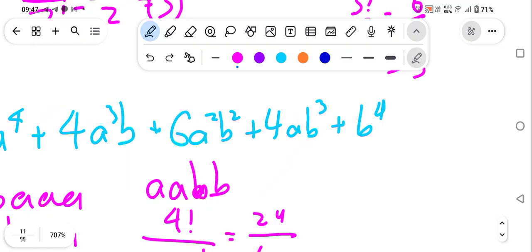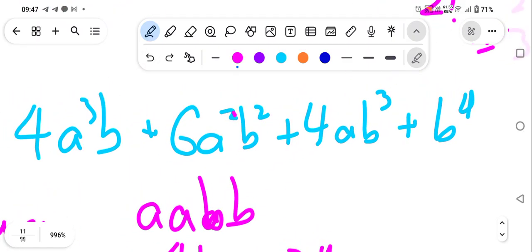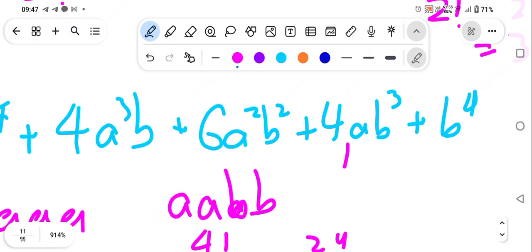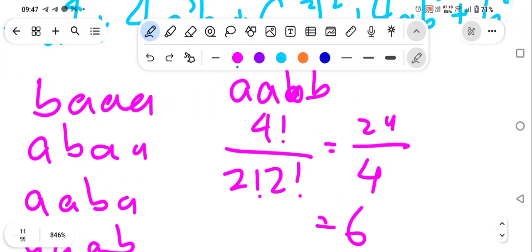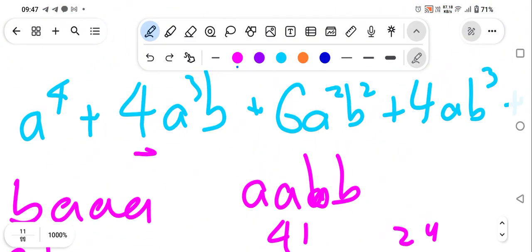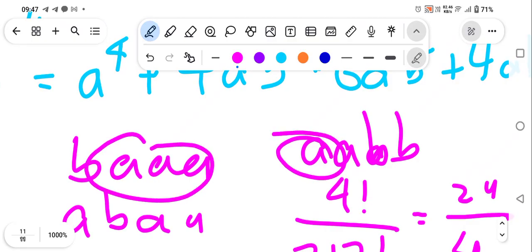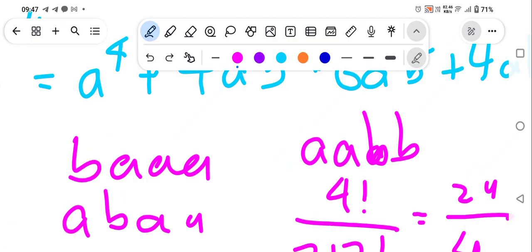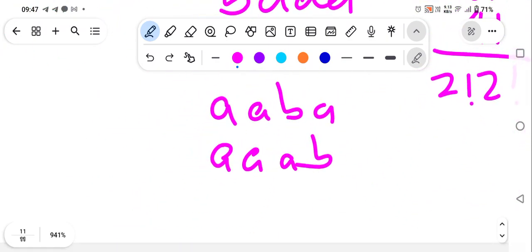How can we relate that? How can we discover what causes the number to change? Why is it 4 here and 6 here? It depends on the number of A's or the number of B's, but clearly we need to know the number of A's.